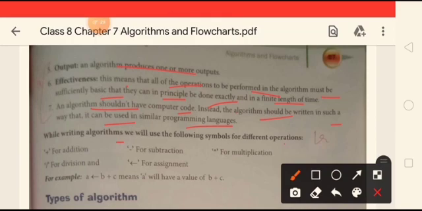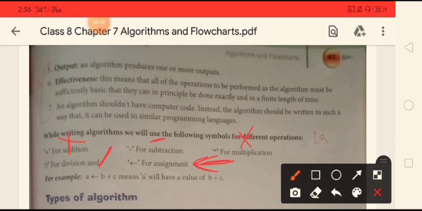While writing algorithms, we will use the following symbols for different operations. You have to just learn what the symbols are that are used for different operations. Now let us see. Plus sign is used for addition, minus sign is used for subtraction, asterisk sign is used for multiplication, this division sign is used for division, and this left arrow is used for assignment.